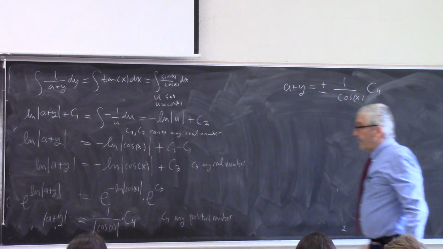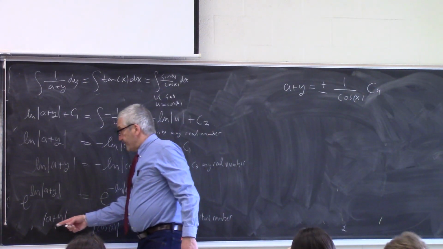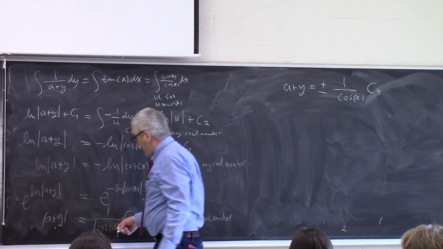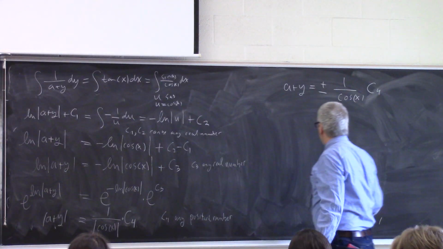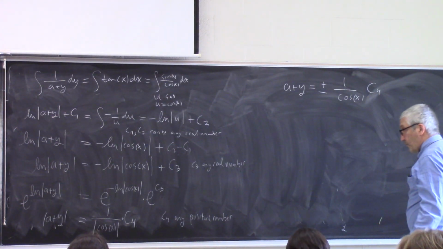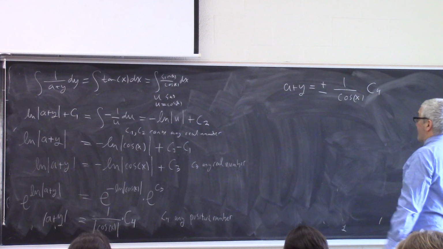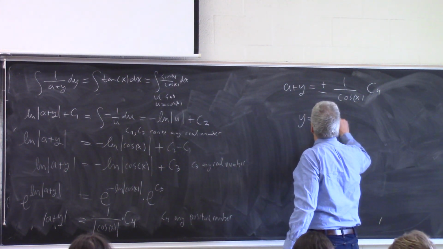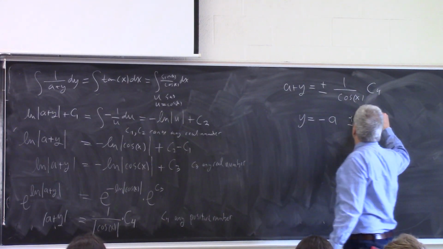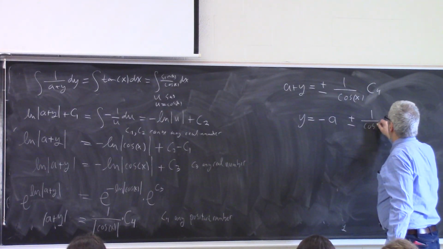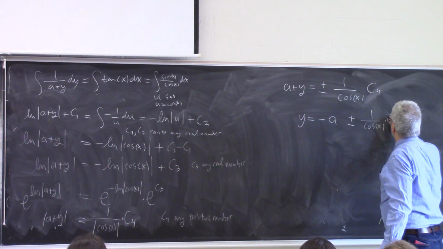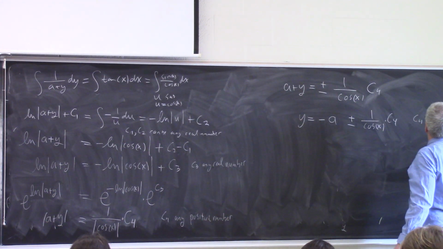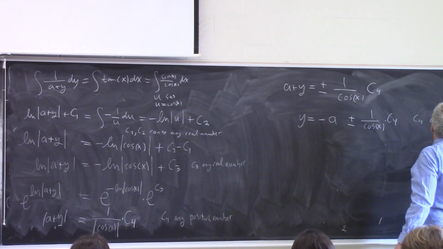Because this thing might be positive or negative, so if I take the absolute value signs away, it might incur a plus or a minus sign. So the left and right sides, we don't know that they're equal, but we know that they're equal within a plus or minus sign. So that means that y is equal to minus a plus or minus 1 over cos x times C4, where C4 can be any positive number.